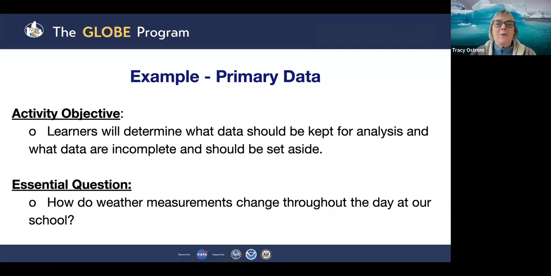And so we're trying to answer our question of how weather might change throughout the day. Now, we collect a lot of data, but we're specifically trying to answer our question about weather data.